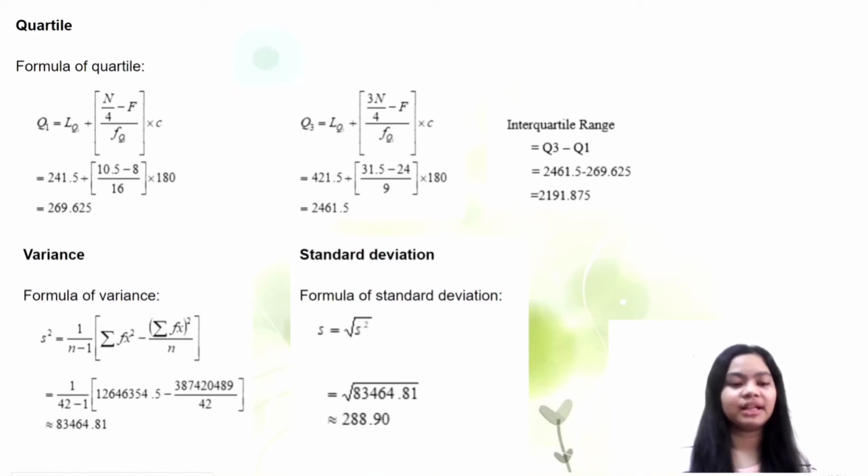And for variance, same as before, we need to use the formula of variance, and we calculate that the answer is about 83464.81. Same for standard deviation, we are using the formula of standard deviation, which is standard deviation equals the square root of the variance, and the answer is about 288.90.